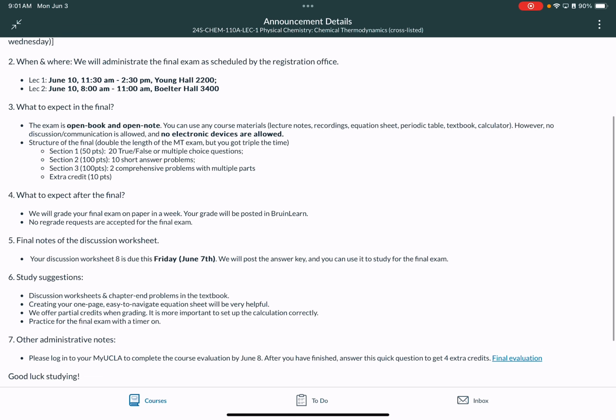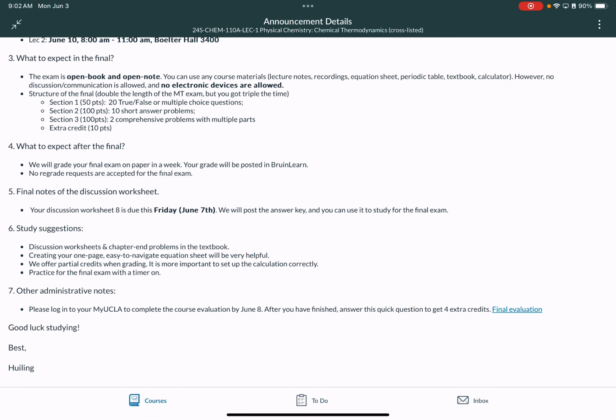And the structure of your final exam is basically double the length of the midterm exam, but you get triple the time. Your final exam is 3 hours. So specifically, you will expect 20 true and false problems, 10 short answer problems, and then 2 comprehensive problems. Same style as your midterm exams, but this time you get double the length, triple the time. And we also have 10 extra credit left. I think at the beginning of the lecture, I was saying this class we have 30 extra credit. So now we still have 10 extra credit left after all the surveys and everything. So whatever is left for the extra credit, I'll post it in our final exam.